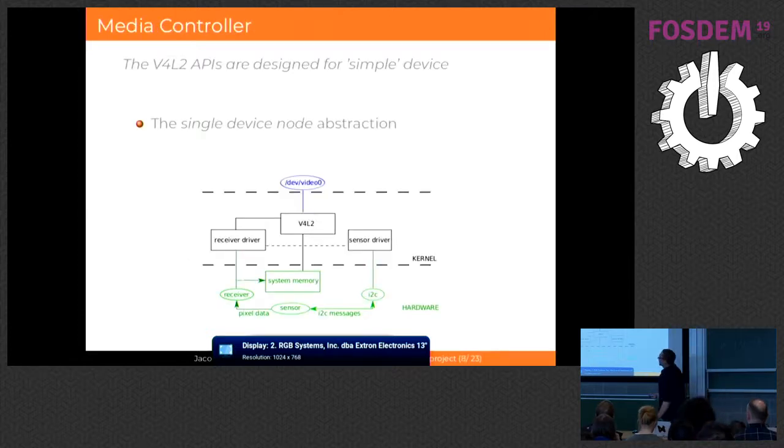Video for Linux, the Video for Linux API, has been designed in a time where systems looked more like this. So we have a single device node abstraction in user space that controls the whole acquisition process. That fits very well if your acquisition process is basically just moving frames back and forth from the system memory.